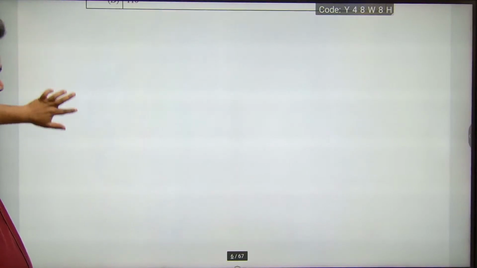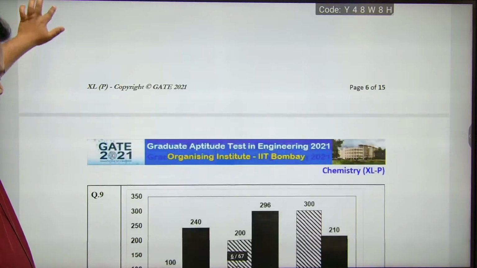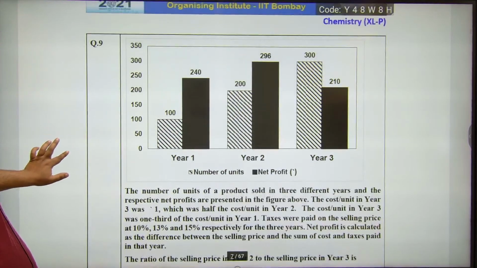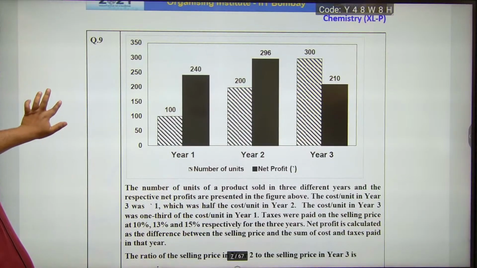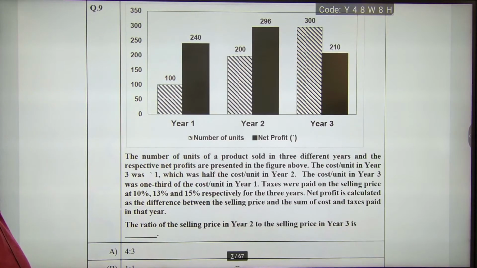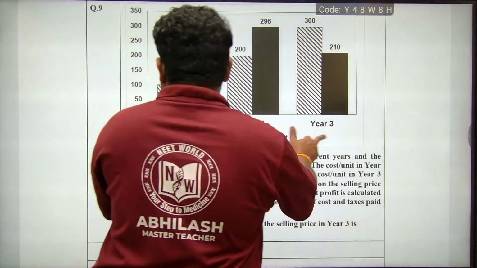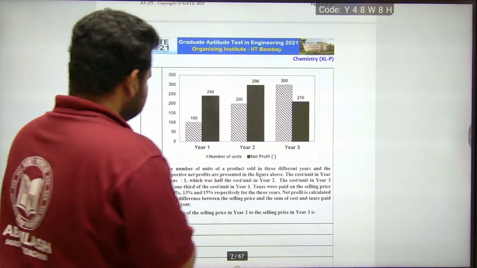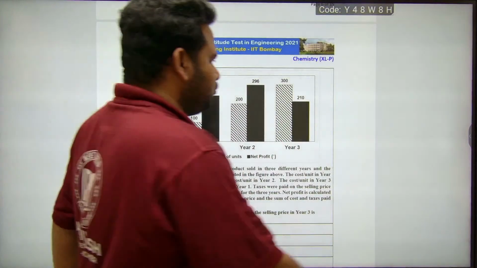Ninth question. Okay, this is based on data interpretation. So they have given the number of units of a product. Let me minimize this. Okay, I hope it is visible. Now see here what they are telling.